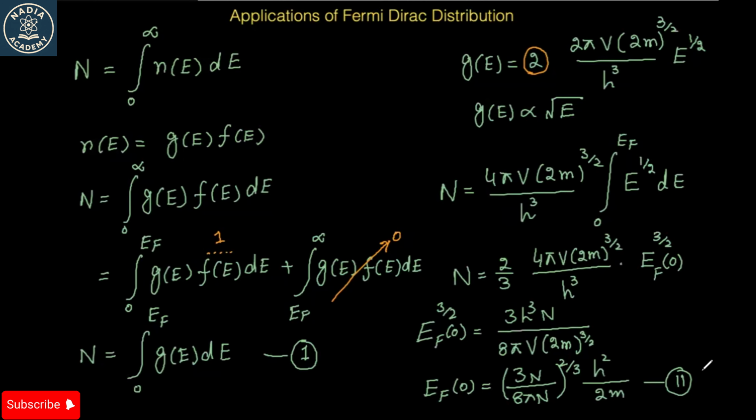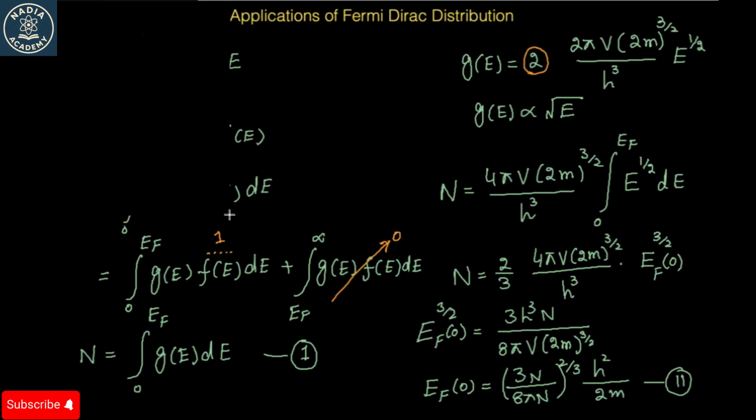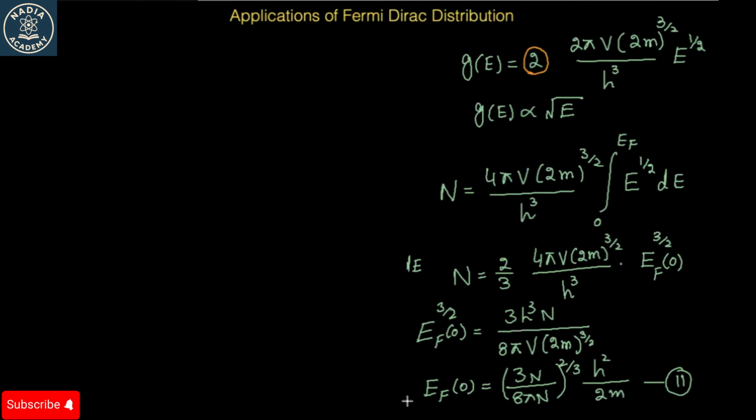And this expression is the expression of the Fermi energy at absolute zero temperature. So this energy, you can understand it in a better way if you compare it with the temperature. I mean to say that the thermal energy is the Boltzmann constant times the temperature. So when you want to compare this Fermi energy with the thermal energy, we can say that our Fermi energy is equal to the thermal energy.